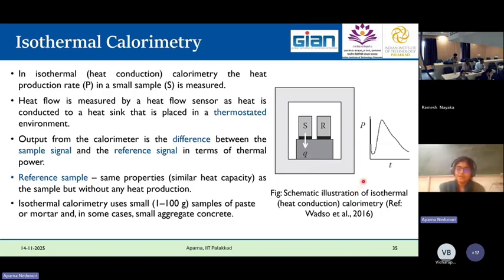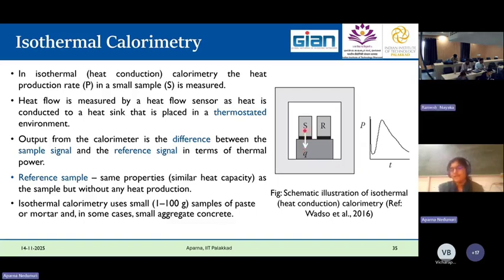In isothermal, we are trying to maintain the sample temperature at a constant temperature. That is why it is called isothermal. Iso is constant, thermal is temperature. At a constant temperature, we would like to maintain the sample. This means as the sample reacts, there will be some amount of heat generated from the sample, and that generated heat would increase the temperature of the sample. Now, if I keep on removing the heat from the sample, then only I can maintain the temperature of the sample at a constant temperature, which is called isothermal condition.